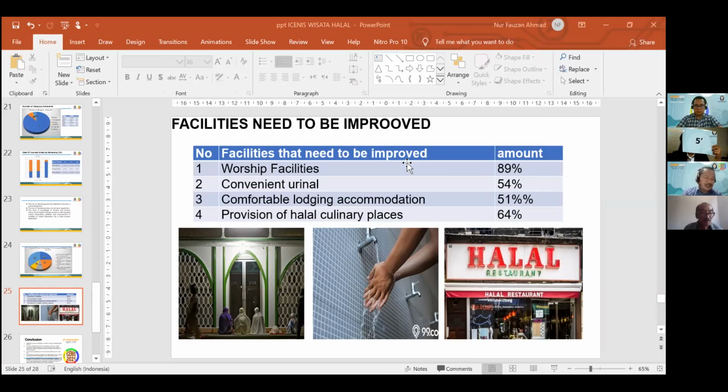Regarding tourism in the pandemic, respondents expected tourism attractions to be open by implementing strict health protocols. The reason is because there is already a vaccine, people are already bored, and the economy is moving.